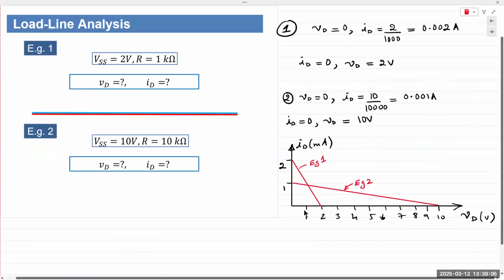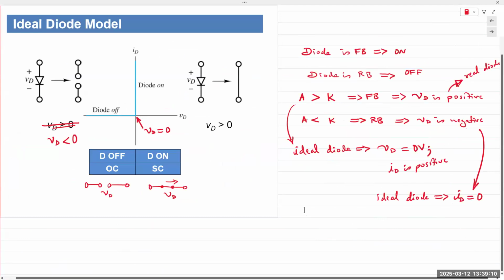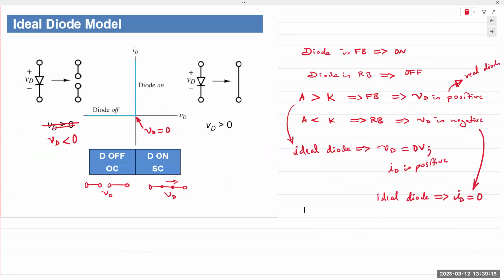And then load line analysis, you should be familiar with that. Ideal diode model, pretty much a guarantee. Ideal diode model is used throughout the chapter, whether it's for analyzing diode circuits, Zener diode circuits, clipper circuits or clipping circuits, it's used for everything, including rectifier circuits also. So please ensure that you read up the ideal diode model and solve the examples, the homeworks, and the quizzes.